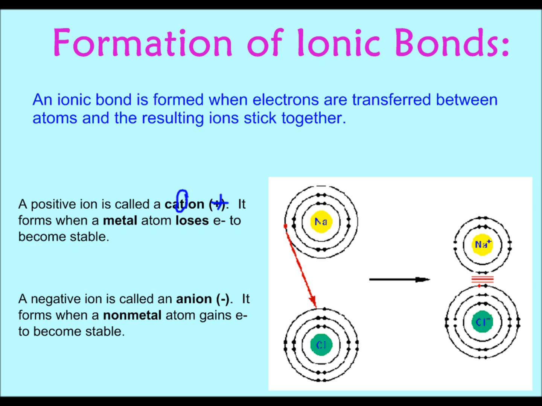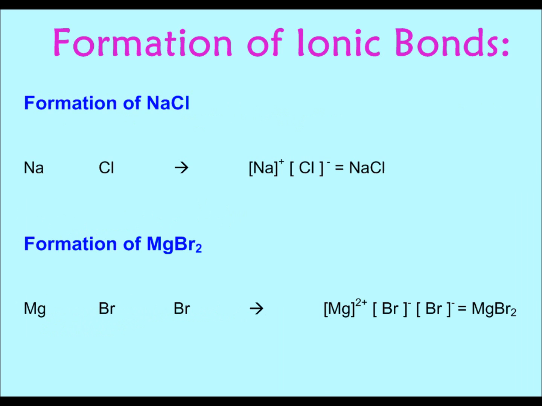It says a negative ion is called an anion. It forms when a nonmetal atom gains electrons to become stable. So when you gain more negativity, you become more negative, or an anion. Okay, so the formation of ionic bonds. This is a little diagram that's going to show you the formation of sodium chloride.